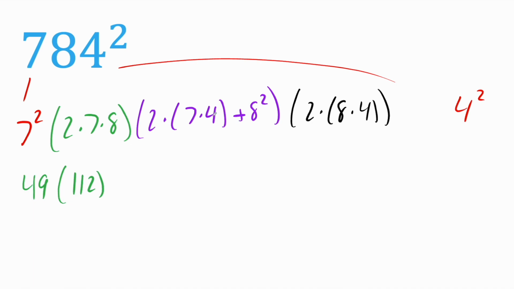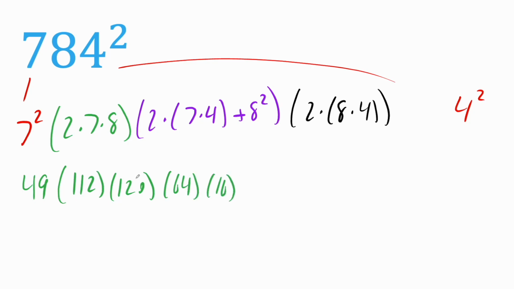Then we do this piece. 7 times 4 is 28. 28 times 2 is 56. And then we have 8 squared, which is 64. 64 plus 56 is going to give us 120. And then we do this piece. 8 times 4 is 32. 32 times 2 is 64. And then our last piece, 4 squared, which is 16.